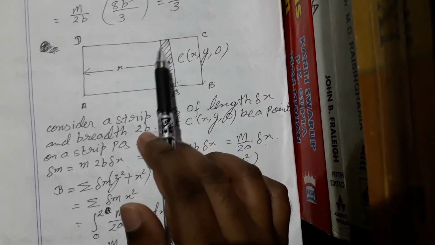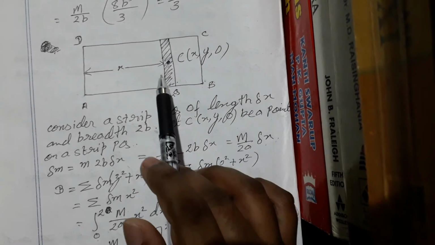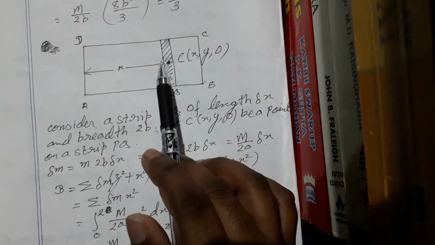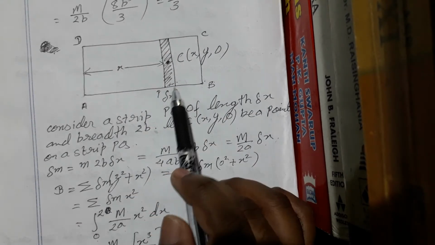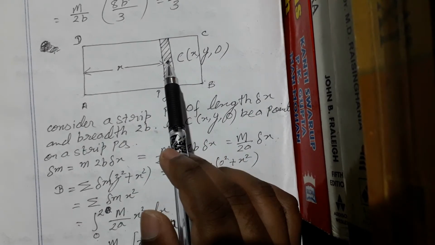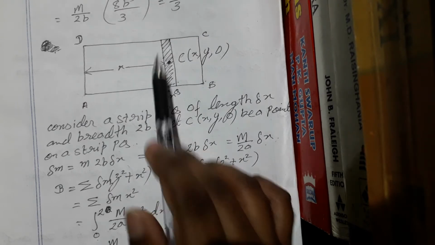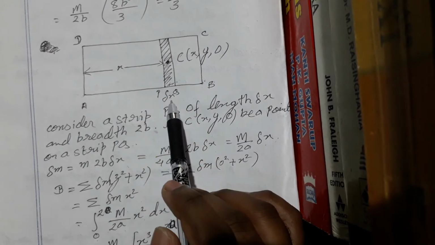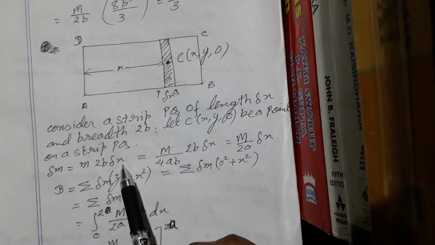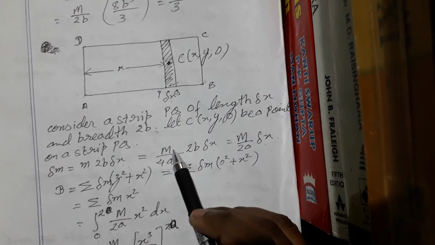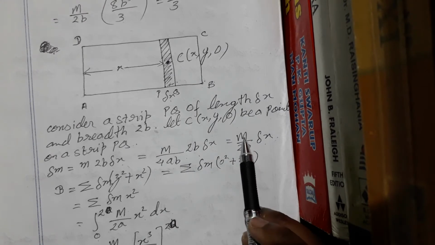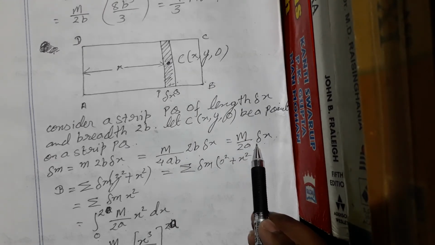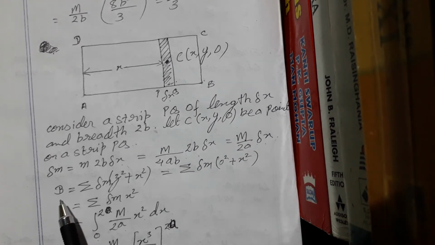Here we'll find the mass of the strip PQ, or the element PQ, which is denoted by delta M. This is the mass of this point into the area of this small rectangle. The mass of this point is m, and the area of this rectangle is 2b into delta x. We substitute the value of m: M by 4ab times 2b delta x, which gives M by 2a delta x.